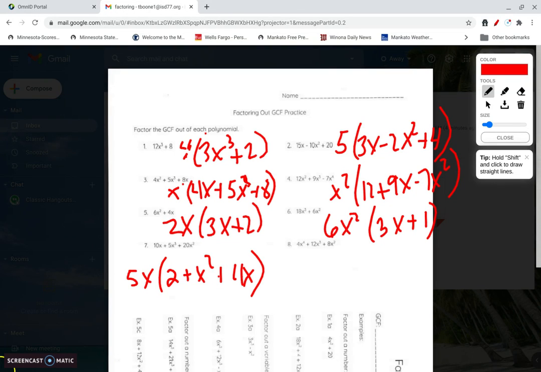Wow. Crazy kooky. All right, number 8, 4x to the fourth, 12x cubed, x squared. So it looks like I can take a 4 and an x squared out. And what I'm left with then would just be an x squared plus 3x. And then that would just be plus a 2.